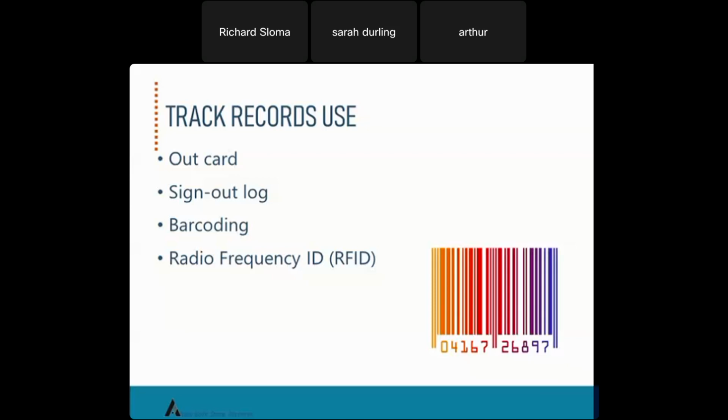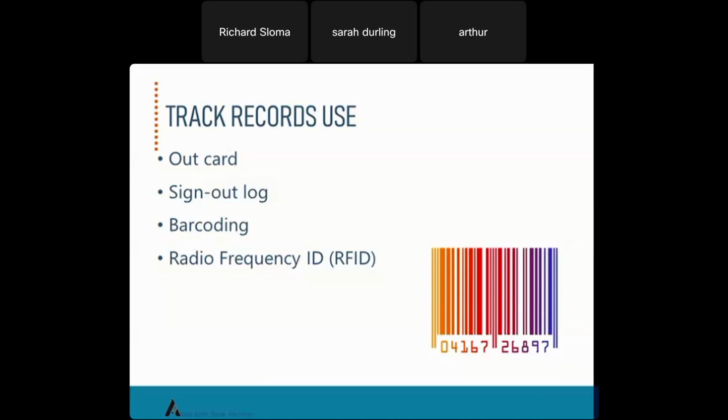There's also the sign-out log, which is also a low-tech method of tracking records. The log can be hard copy or an electronic document and can be located in the record storage area or on a centralized drive that you can have access to. However, this could be subject to data entry errors, which could also lead to missing or misfiled records.